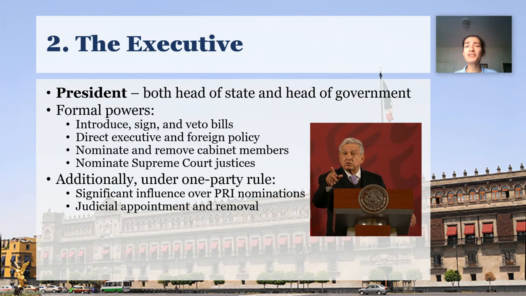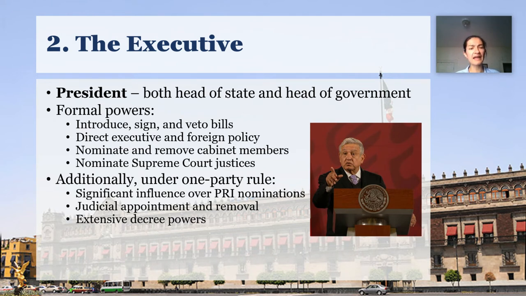Number two, formally speaking, up until I think the 1990s, Mexico's president had a lot more powers than they do today over appointing judges and removing judges from federal judgeships, not just at the Supreme Court level, but also at circuit court and district court levels. And that gave them significant influence over the judiciary.